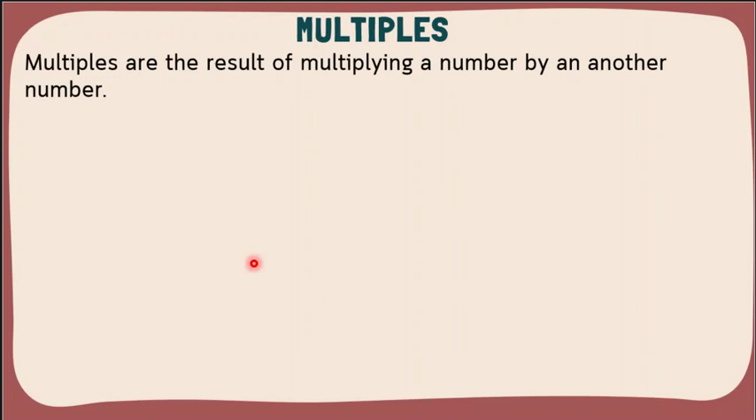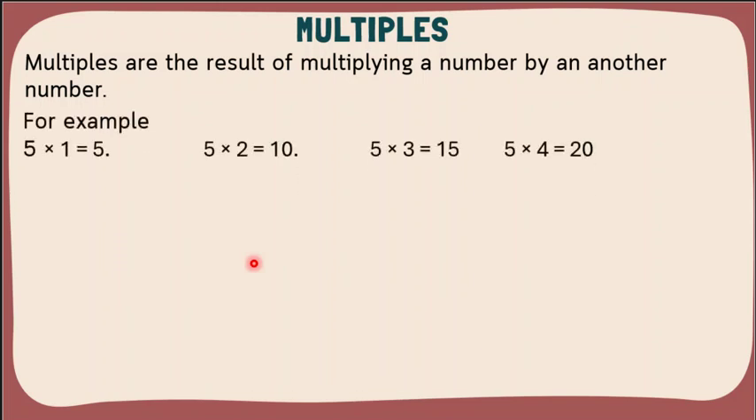Multiples. Multiples are the result of multiplying one number by another. So simply, when you multiply one number by another number, it is called multiples. So if we take 5 and 1 and multiply them, we can also take 5 and multiply by 2, we get 10. 5 by 3, 5 by 4, and so on and so forth. So multiplying one number by another number, we get multiples.